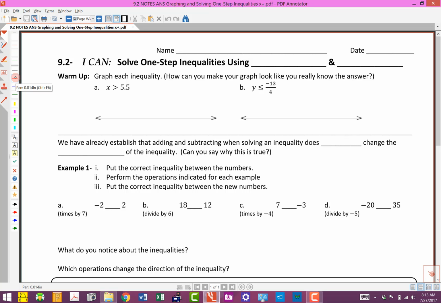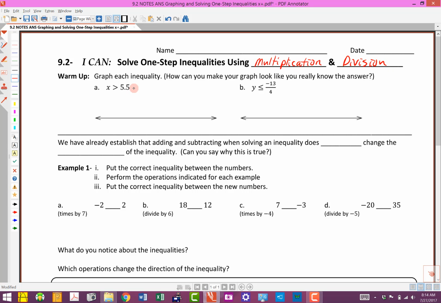Now that we've got a handle on how to solve one-step inequalities using addition and subtraction, remember that didn't change the direction of the inequality at all. Now we're ready to tackle something new. So this is section 9.2. Here's the I can statement. I can solve one-step inequalities using multiplication and division. Multiplication and division.